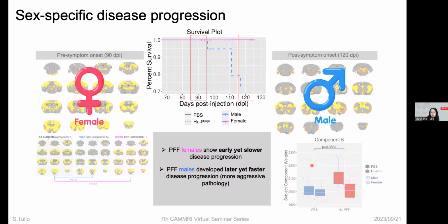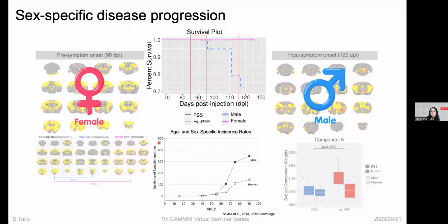And going back to the human condition, where here I'm showing the incidence rates of synucleinopathies across age in humans, we see higher incidence rates in men compared to women. And so we're seeing this nice alignment of our animal model with the human condition.